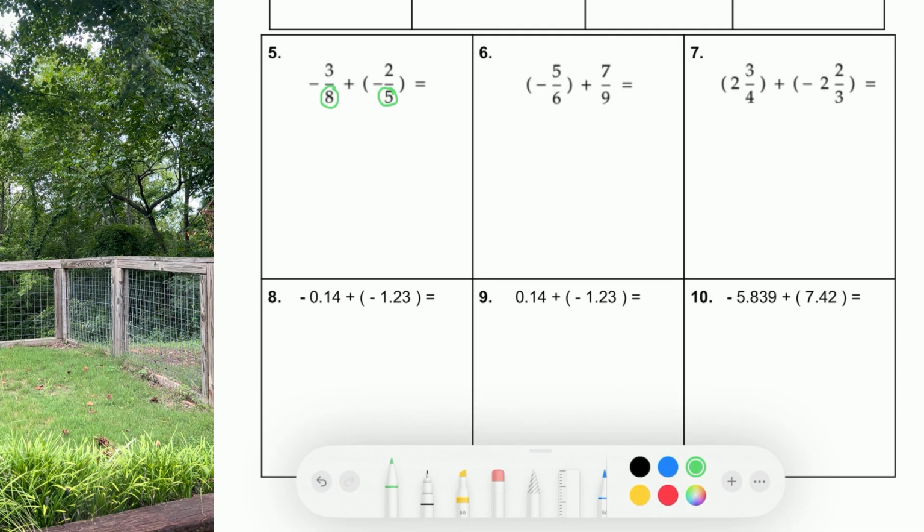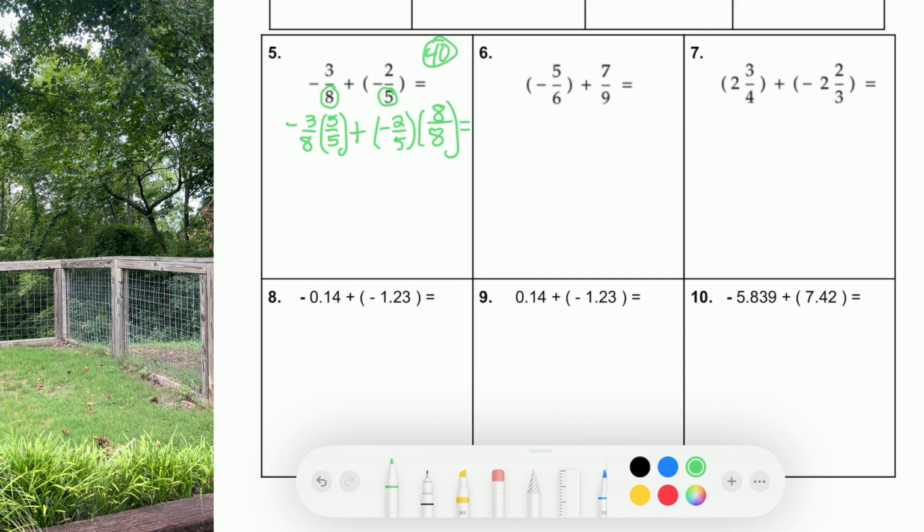A common denominator that we can use between 8 and 5 is 40. So I'm just going to put that up there as a reminder. So negative 3/8. What do I need to multiply 8 by to get 40? I need to multiply it by 5. And again, if I do the bottom, I need to also do the numerator. Then I have the negative 2/5. What times 5 gives me 40? 8. So I'm going to put 8 over 8.